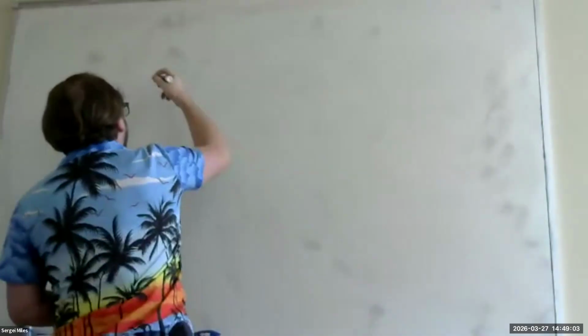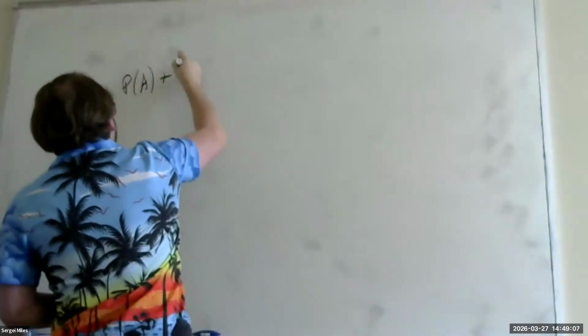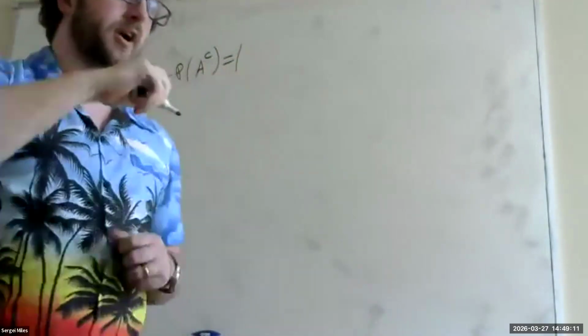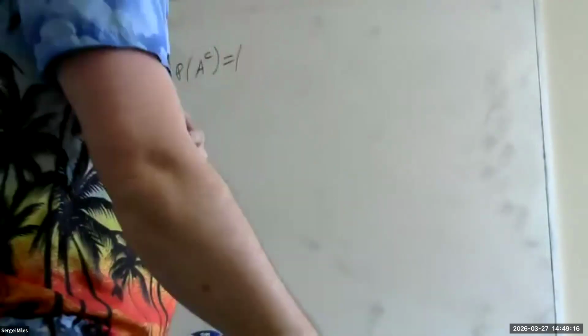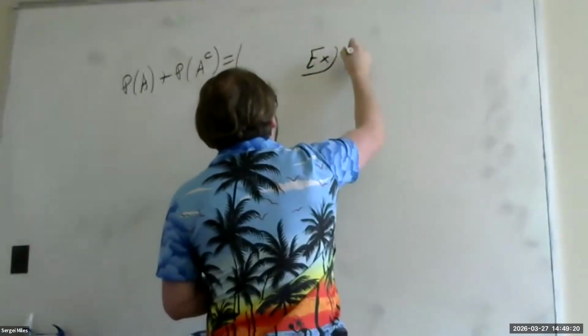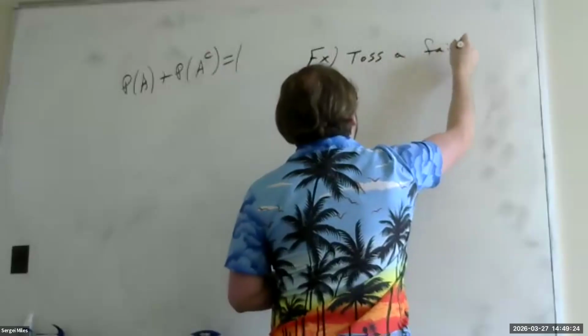And let me keep the rule of complements here as we're going to need this in just a moment. Probability of an event plus probability of its complement is equal to 1. Right? Now, we're considering an experiment where we toss a fair coin 10 times.